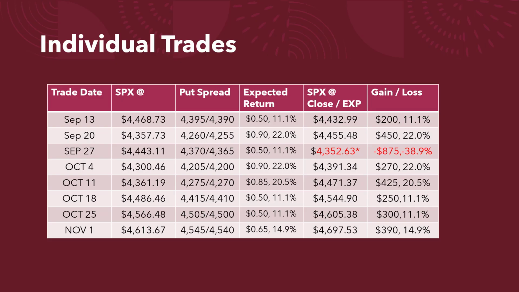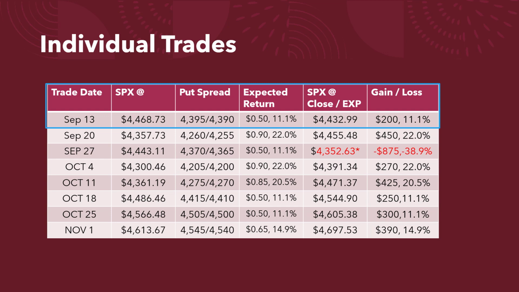Very quick, the individual trades. Trade date, September 13th, historically, SPX was at 4,468.73. The top spread that matched was the 4395 sell put and the 4390 buy put, 50-cent net credit for an expected 11.1% return.